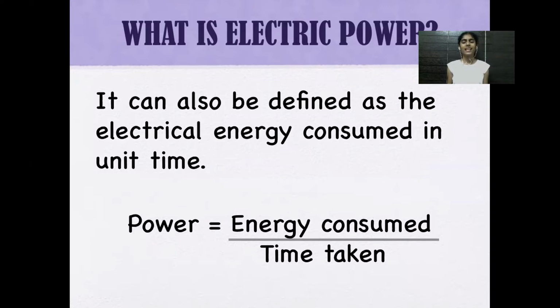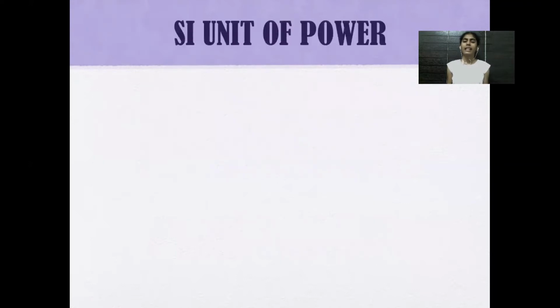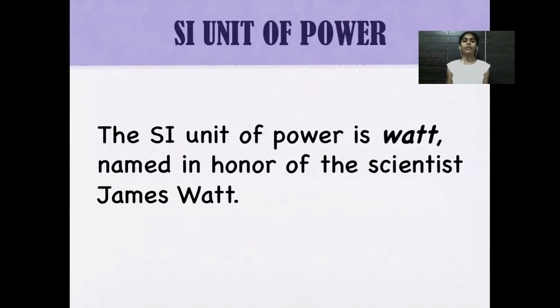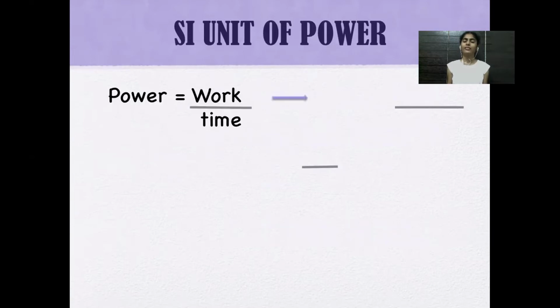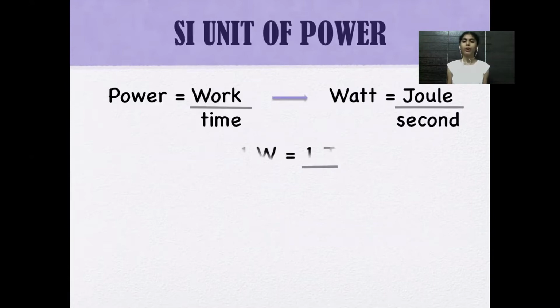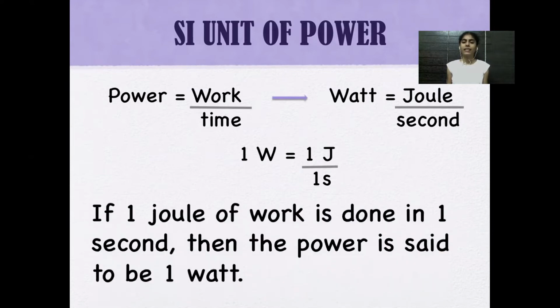Now, let us see the SI unit of power. The SI unit of power is watt, named in honor of the scientist James Watt. How to define watt? It's simple. We know the formula power is equal to work by time. Now, substituting the SI units of power, work and time in this formula, we get watt is equal to joule by second. That is, 1 watt is equal to 1 joule by 1 second. So, watt can be defined like this. If 1 joule of work is done in 1 second, then the power is said to be 1 watt.